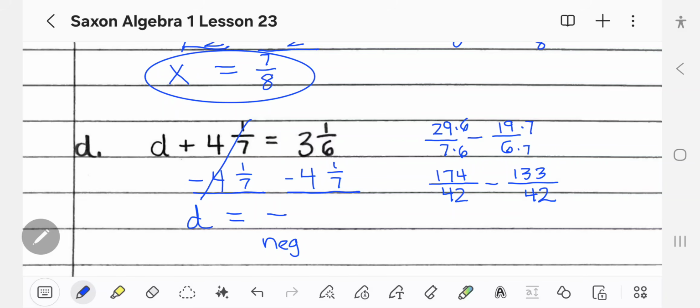And then when I subtract those, what do I get? 174 minus 133 is 41. 41 over 42. And I know that the larger one was negative, so this is negative 41 over 42. Okay? And that will be our solution or our root because it satisfies the equation.